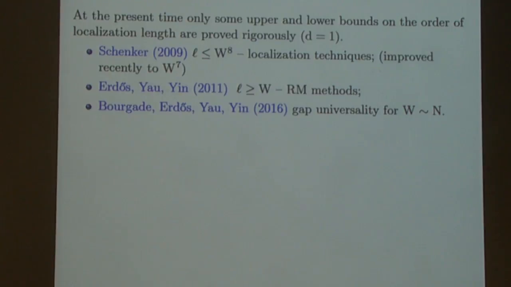From the random matrix point of view, there are some results from the other side. They come with random matrix methods, and since we know the universality for Wigner matrices, for W equal to n, we know that the localization length is bigger than W. And in the work of Erdős and others, gap universality was even proved for W of order n, n over 2, n over 3, for example, and so on. So not the whole matrix, but again, we are interested in the regime W of order square root of n or bigger than square root of n, so not just n.